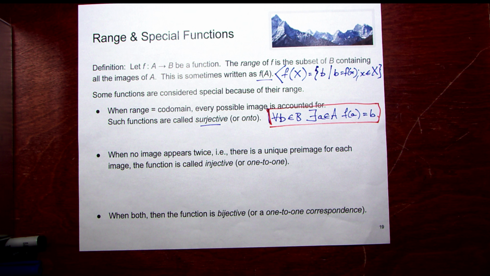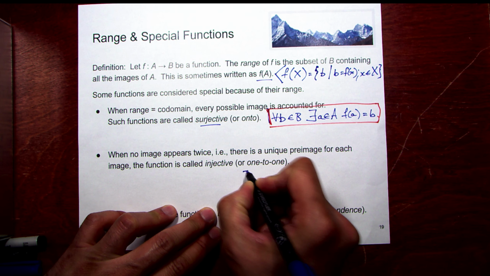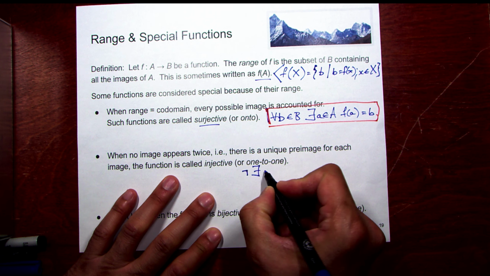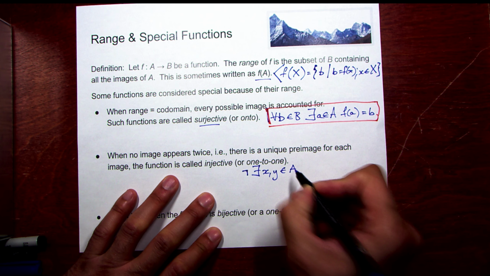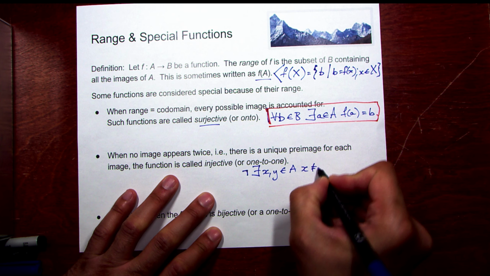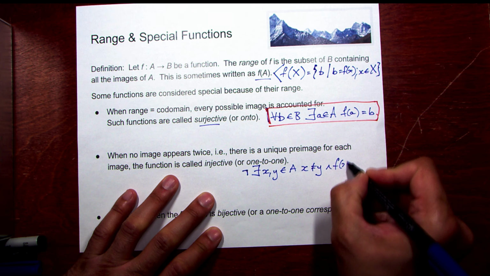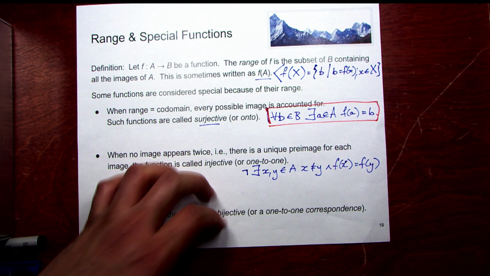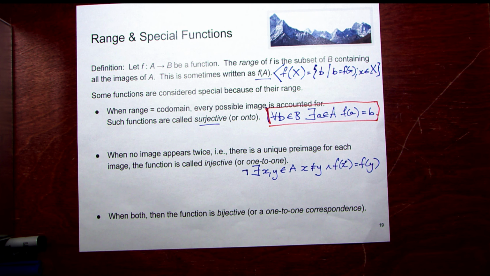Well, basically, you could write it as a negative statement. You could say there do not exist elements X and Y in the domain where the 2 things are not equal and they lead to the same image. There don't exist 2 elements in the domain that point to the same thing.